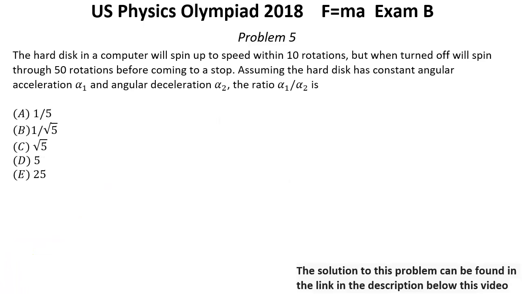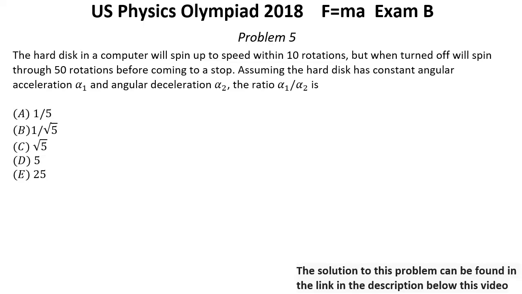Problem number 5. The hard disk in a computer will spin up to speed with 10 rotations, but when turned off, will spin through 50 rotations before coming to a stop. Assuming the hard disk has a constant angular acceleration alpha 1 and angular deceleration alpha 2, the ratio alpha 1 over alpha 2 is next. Solution for problem number 5.